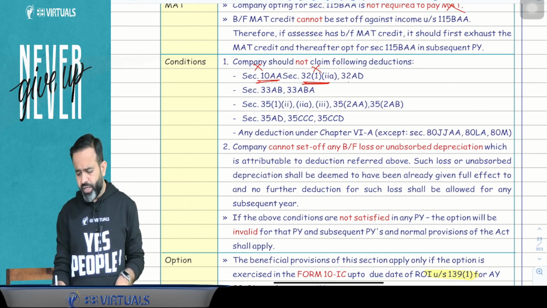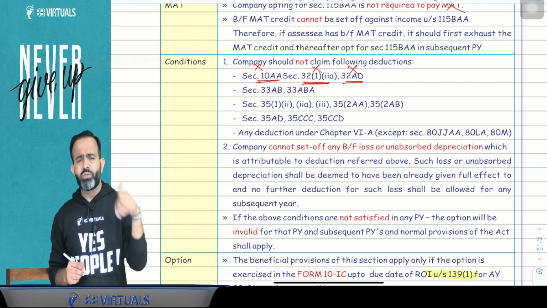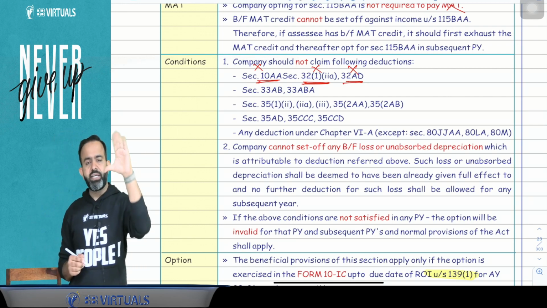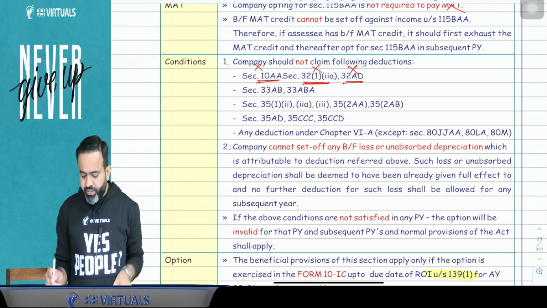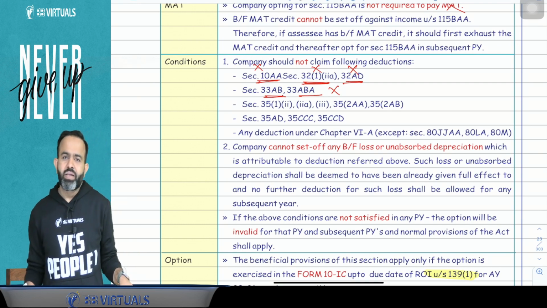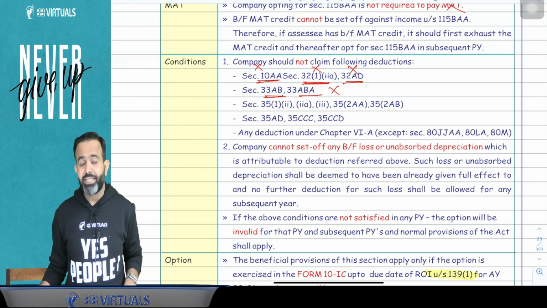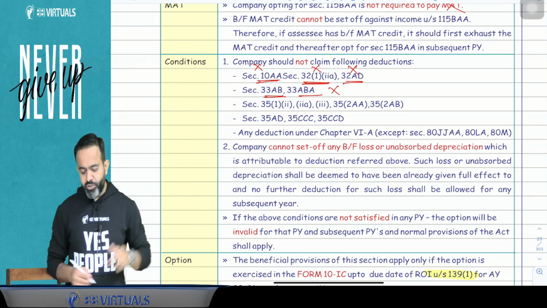Now 32AD was earlier one investment allowance. Nowadays this investment allowance is not applicable, so you can skip 32AD. So what I am saying is, first, 10AA benefit is not available. Second, additional depreciation is not available. After that, 33AB and 33ABA, these benefits are not available. Now 33AB was related to the tea, coffee and rubber development board, and 33ABA is related to the site restoration account. So that benefit is not available.